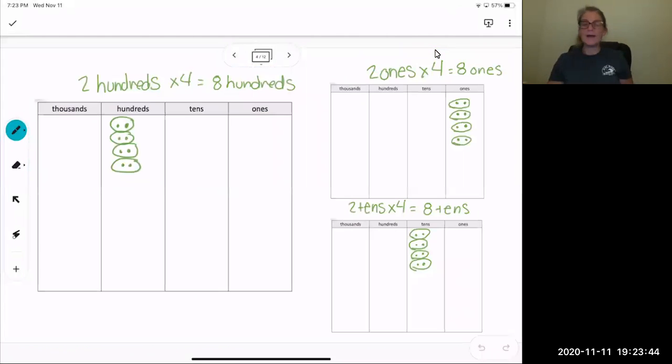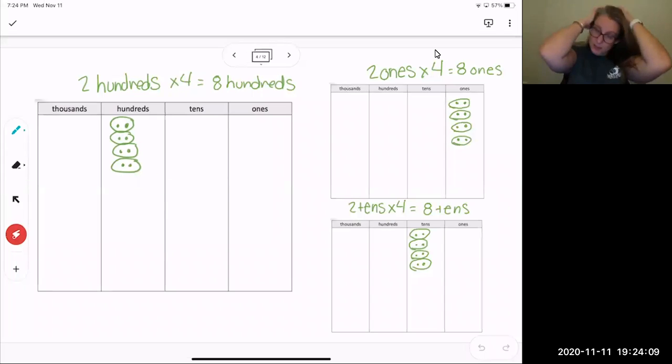Okay, so here I've also represented 200s times 4. Okay, so 200s times 4. And the 200s times 4, we're going to compare to the 2 1s times 4 and the 2 10s times 4. So what I want you to do is I want you to stop the video and think about what the similarities are between these problems and what the differences are between these problems. What similarities do you see between the problems?